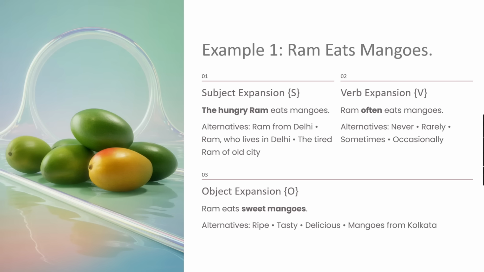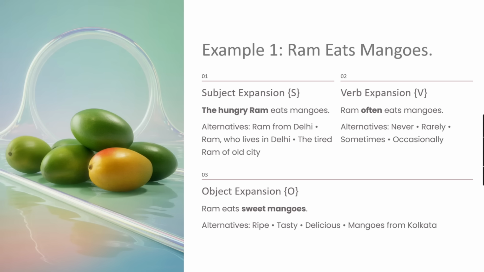After the subject, let's expand the verb. While expanding the verb, I have used the word often. Ram often eats mango. But there are other alternatives. You can expand the same sentence using other words as well, like Ram never eats mango, Ram rarely eats mango, Ram sometimes eats mango, Ram occasionally eats mango. While adding these words, you are just expanding your verb.